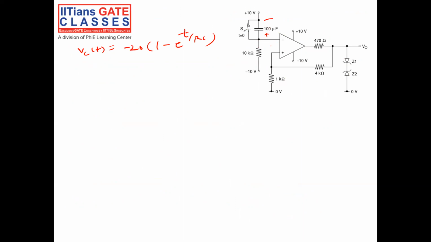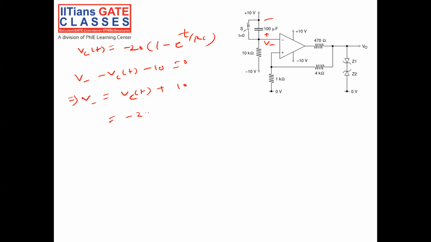V negative. Okay, so let us find V negative. V negative will equal V negative minus VCT minus 10 equal to 0. This implies V negative is equal to VCT plus 10, right? Because I have taken this end as positive, so V negative minus VCT minus 10 is equal to 0. What is VCT?